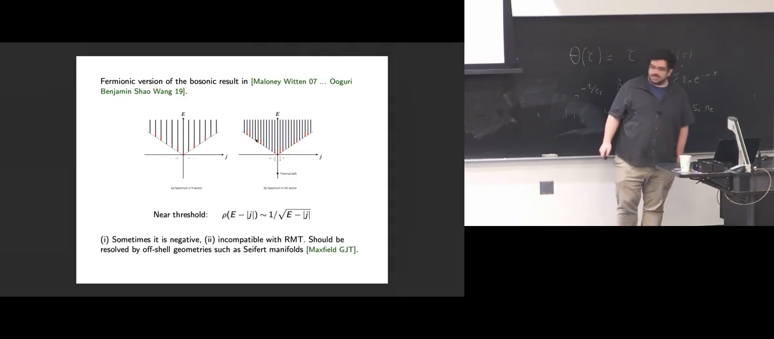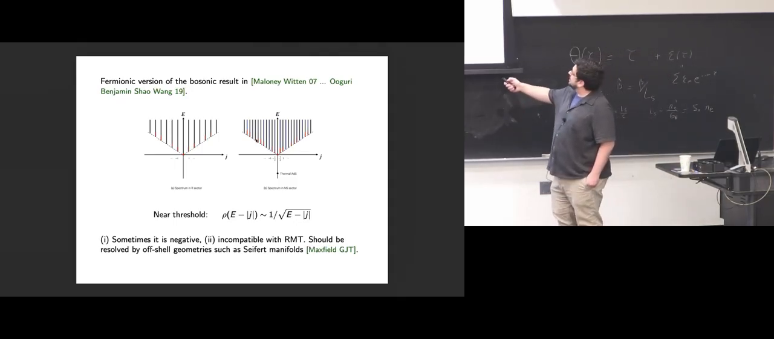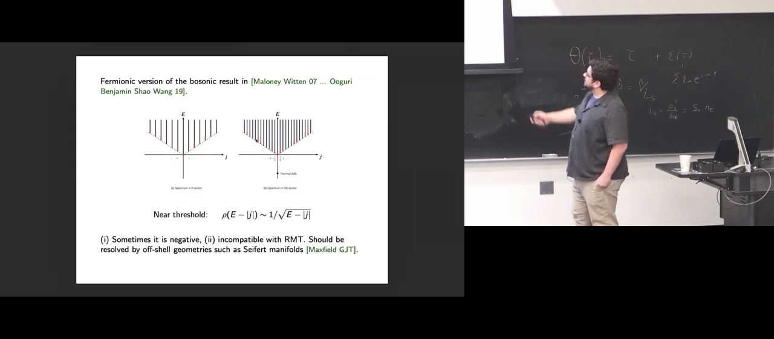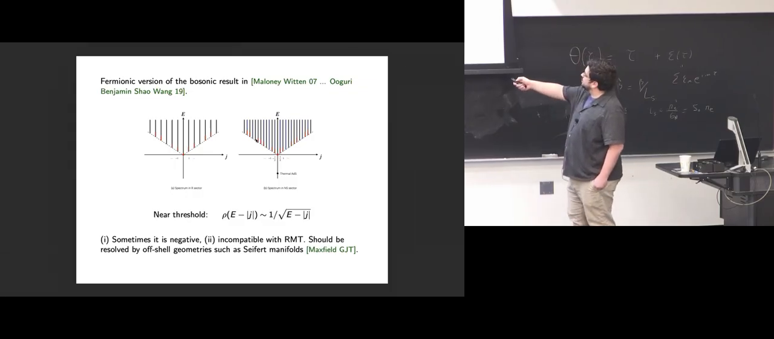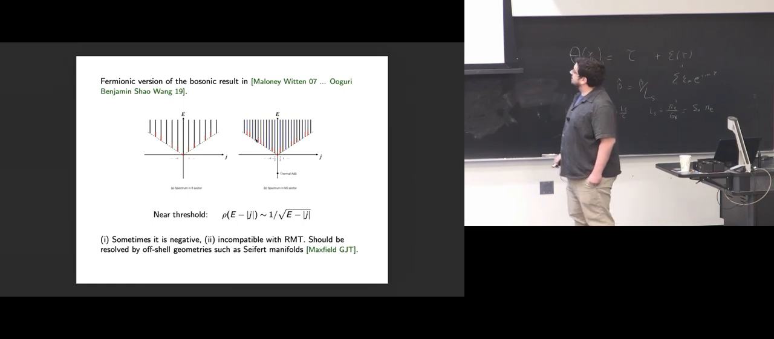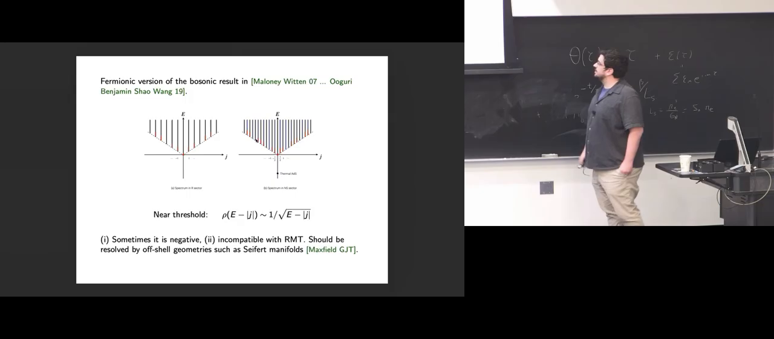Okay, and the density of states looks like this. So this is thermal AdS. It's only in the NS sector, and then you have the continuum above the extremal threshold. In the Ramond sector, you just have integer spin. In the NS sector, you have integer and half-integer spins. And here I point out that there are some spins where the answer is negative. It has this famous 1 over square root h threshold behavior with a negative coefficient. This was pointed out mainly in this paper by Benjamin, Ooguri, Shao, and Wang a while ago.